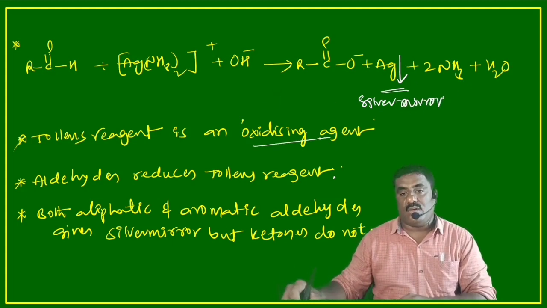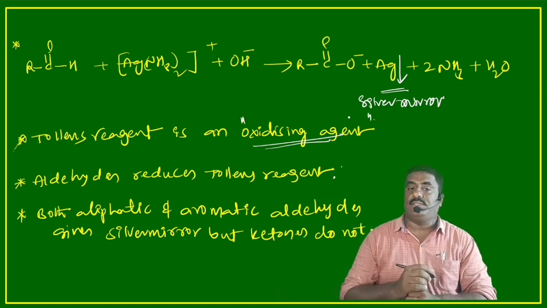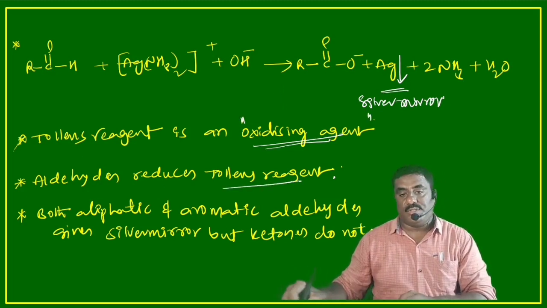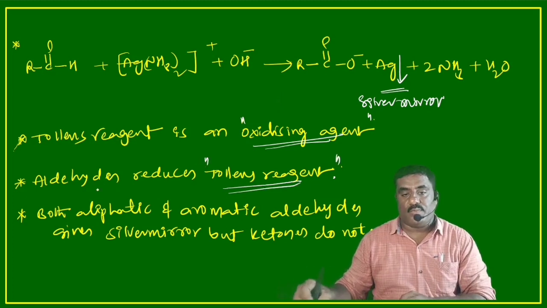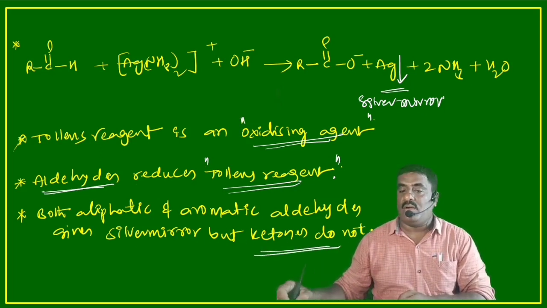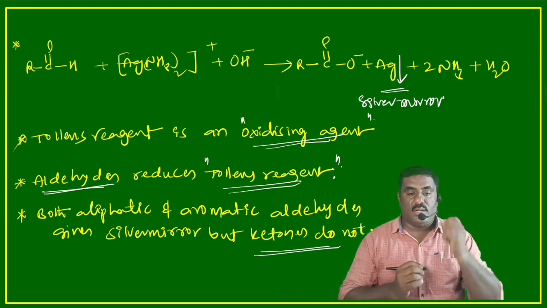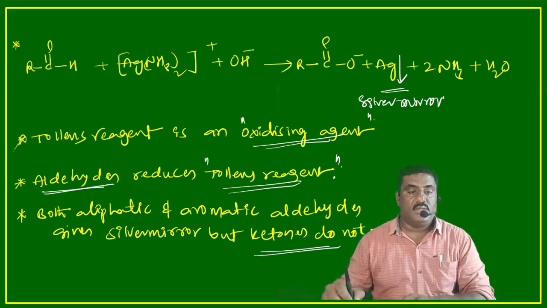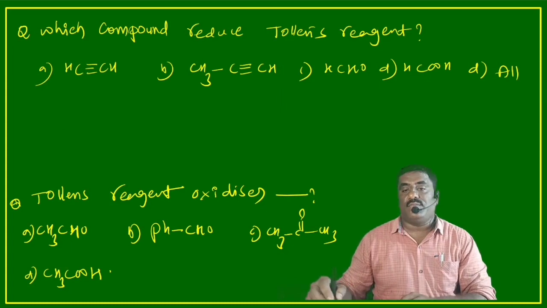The Tollens reagent is an oxidizing agent. Aldehydes reduce the Tollens reagent. Both aliphatic and aromatic aldehydes give the silver mirror test, but not ketones. Let's look at some questions.